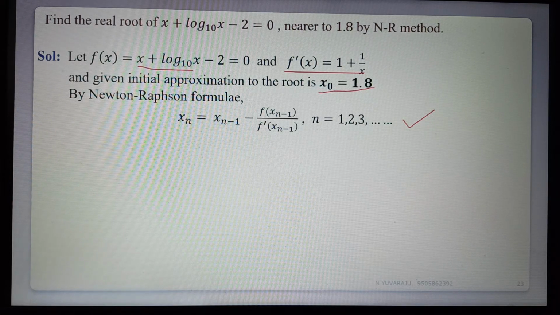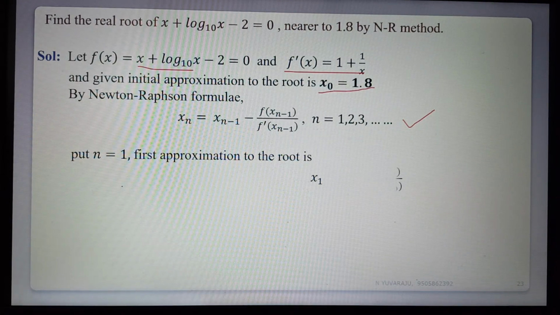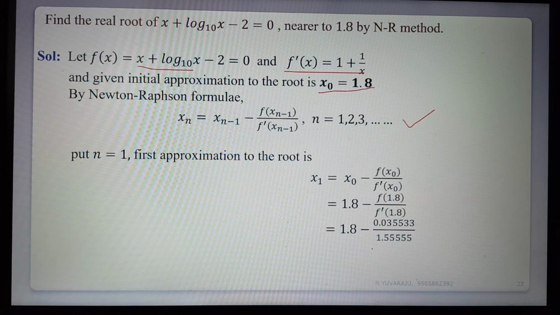First approximation: x1 is equal to x naught minus f of x naught by f dash of x naught. That is 1.8 minus f of 1.8 by f dash of 1.8. Substituting in the given equation, we get 1.8 minus 0.0355533 by f dash of 1.8, which is 1.5555. After simplification, 1.76446. This is the first approximation.